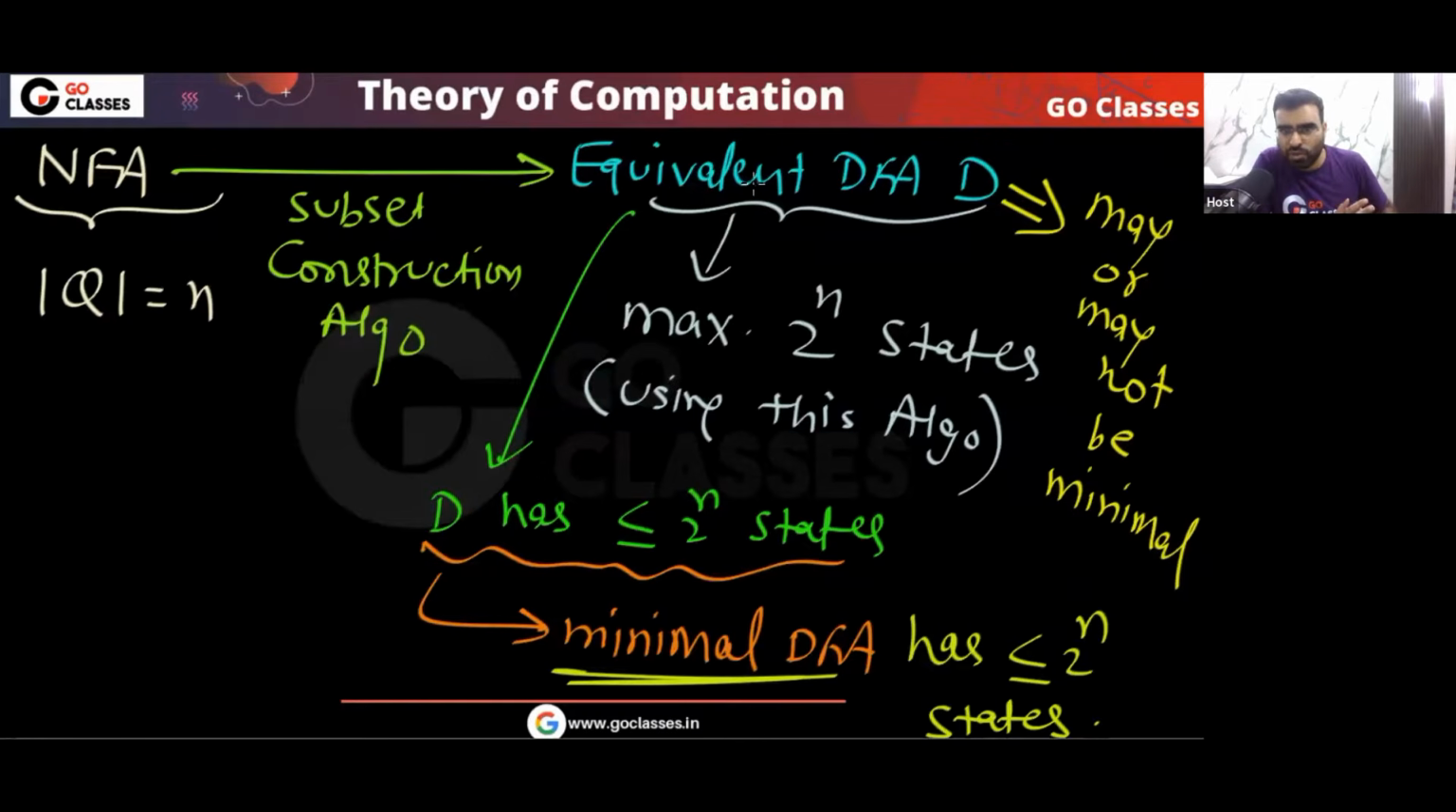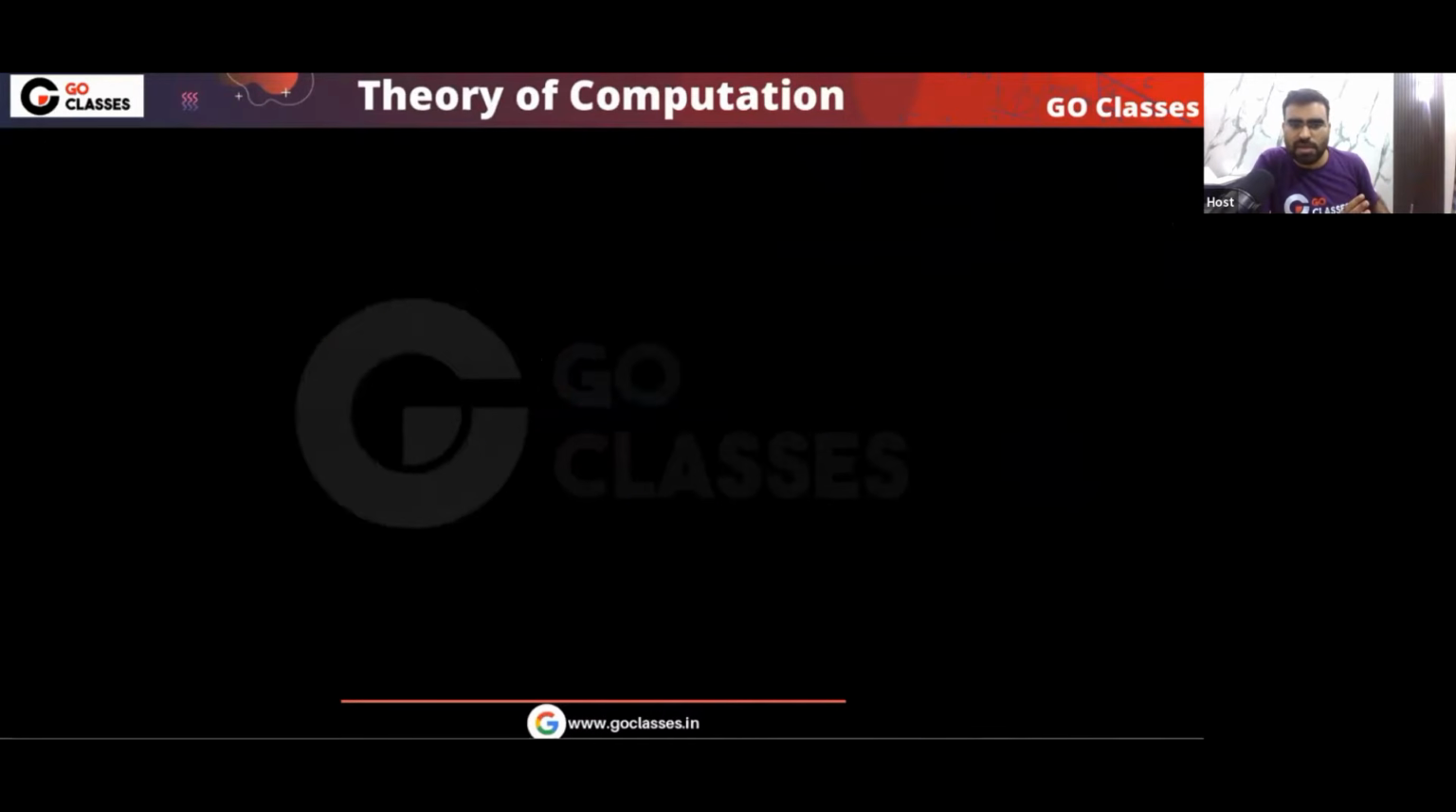If you convert this NFA to an equivalent DFA using the subset construction algorithm, then the maximum you will get is 2 power n states. But remember, this DFA may or may not be minimal. If you minimize this DFA, then the number of states can reduce. That is the reason I can say that the minimal DFA has at most 2 power n states. This is the final conclusion: for every NFA of n states, the equivalent minimal DFA will have a maximum of 2 power n states.